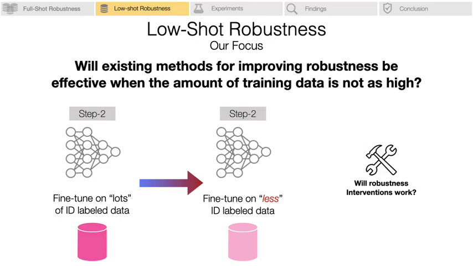In our work, we examine whether robustness interventions remain effective with less labeled in-distribution data, which is vital in areas like rare species identification or medical scan classification.